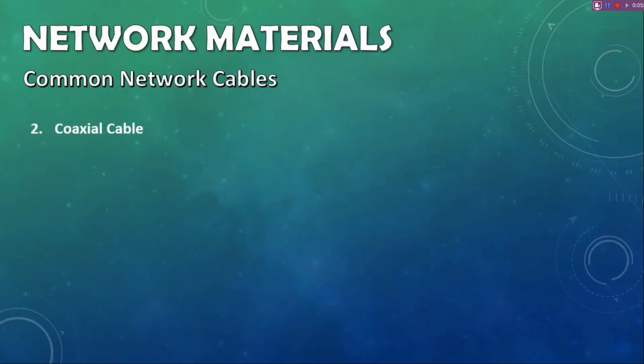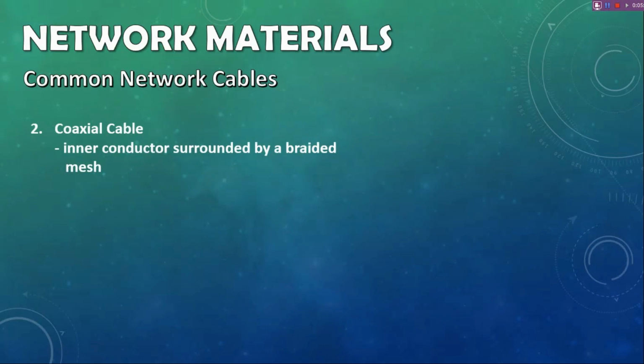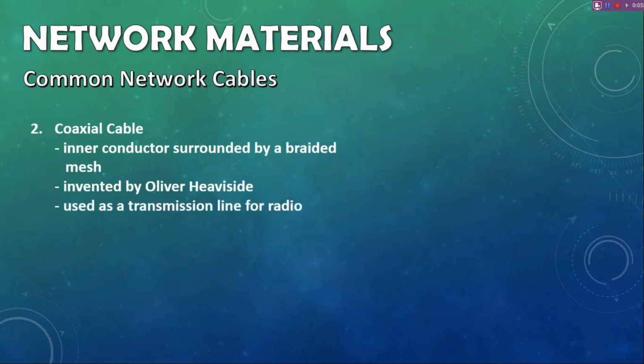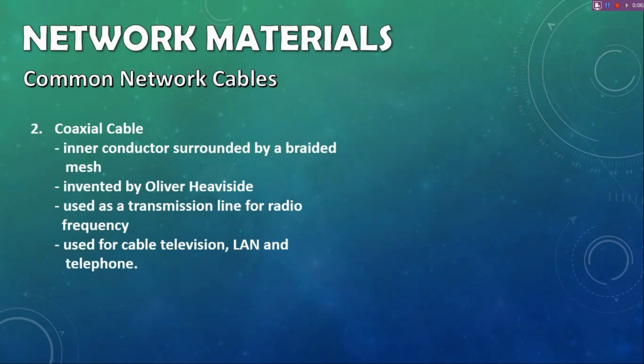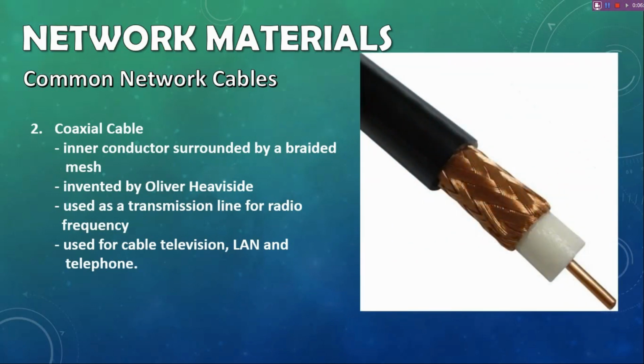So let us proceed. Let us talk about the coaxial cable. Coaxial cable or coax is a type of cable that has an inner conductor surrounded by braided mesh. It was invented by Oliver Heaviside, an English engineer and mathematician. Coaxial cable is used as a transmission line for radio frequency signals. It is also used for cable television, LAN, and telephone. So this is the example of coaxial cable.